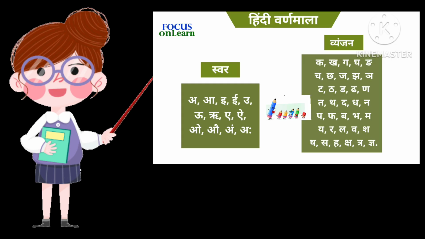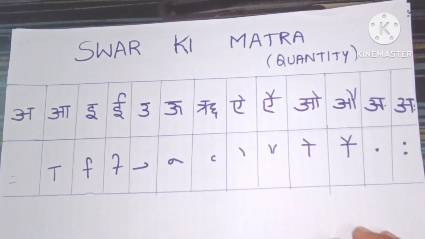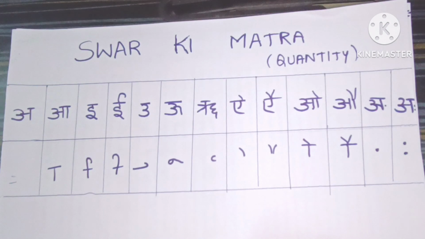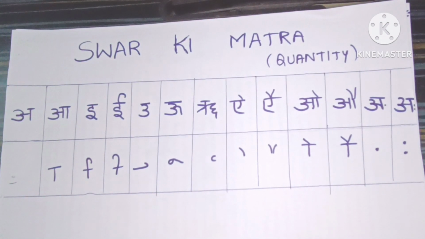So I hope you all have learned Hindi Varnamala, Swar and Vyanjan, where Swar means vowels and Vyanjan means consonants. Now in this video we are going to see Swar ki Matra. Matra is nothing but a quantity. It is also referred to as a sign, which is attached to the consonant letter. And these matras are also called the dependent forms of the vowels.